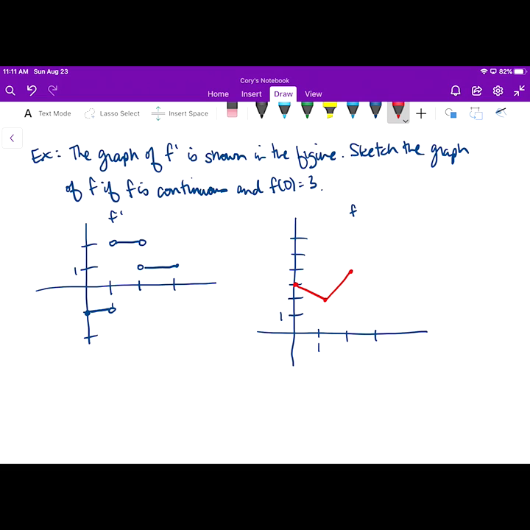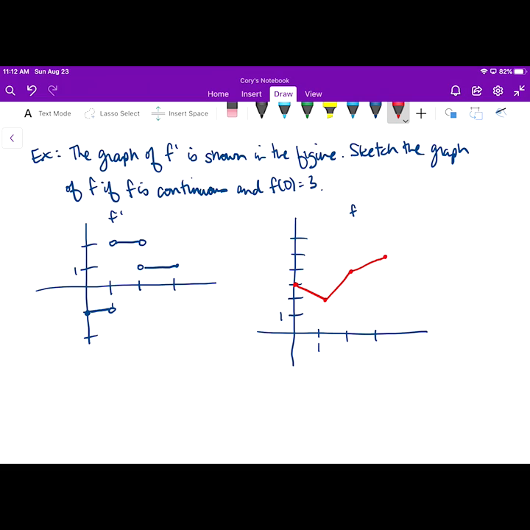And then lastly, when I look at the x values between 2 and 3, f prime's value is 1 there, which means the slope of my graph between x equal to 2 and x equal to 3 is going to be 1. So I'm going to go up 1 and to the right 1 from that point, which is going to put me here. Draw a segment connecting those 2 points. Again, we have a corner at x equal to 2. That's why our derivative is undefined at that value.